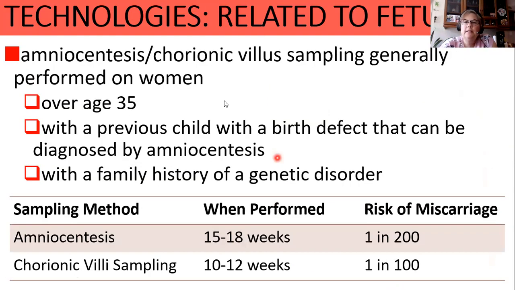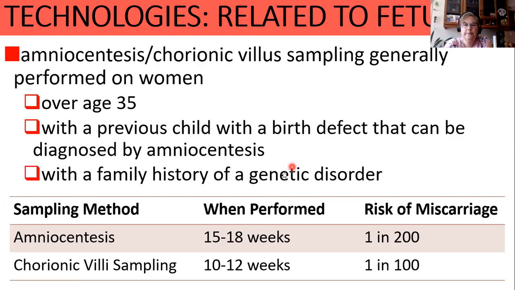So both of these procedures are offered to women that are over 35 years of age. No woman can get forced to have it. I have a friend who had her children later in life, quite a bit later. They offered it to her, and she said it'll be what it is and didn't want to get this done. It's also offered if you've had a child with a birth defect that could have been diagnosed with amniocentesis or chorionic villi sampling, or if you have a family history of a genetic or chromosomal disorder.